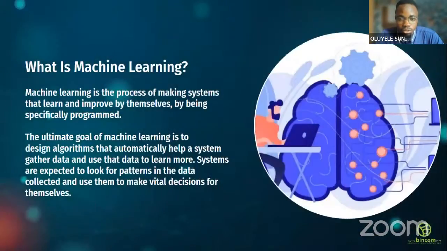So going into what is machine learning, we are going to be starting with what is machine learning. Machine learning is a process of making systems that learn and improve by themselves without being specifically programmed. The ultimate goal of machine learning is to design algorithms that help a system gather data and use that data to learn more. So what we are saying is we are trying to create a system that behaves the way a human being behaves, the way our brain is.